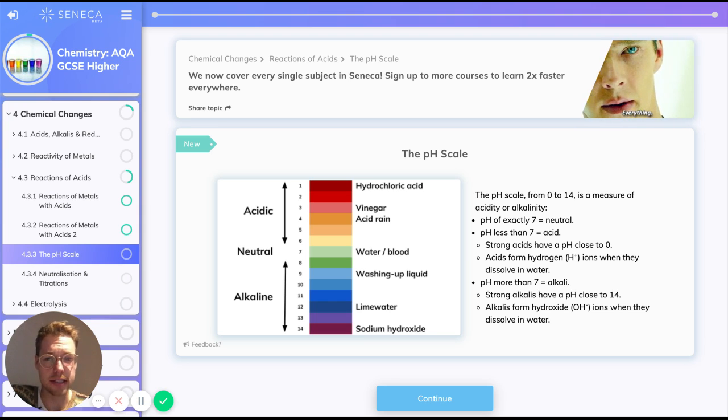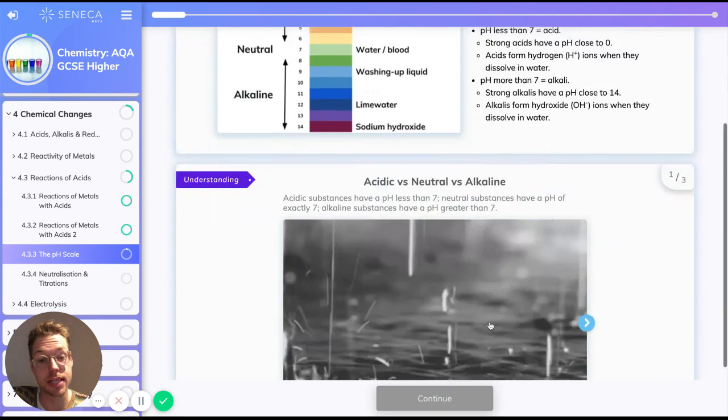So really strong acids are going to have a pH of 1. That's going to be something like hydrochloric acid. Vinegar, which you'll put on your chips, that'll be like a pH of 3. And then as we go to alkaline, around a pH of 9, that's your washing up liquids. And then sodium hydroxide, a super strong base, is going to be pH 14, and it produces OH minus ions, whereas an acid produces H plus.